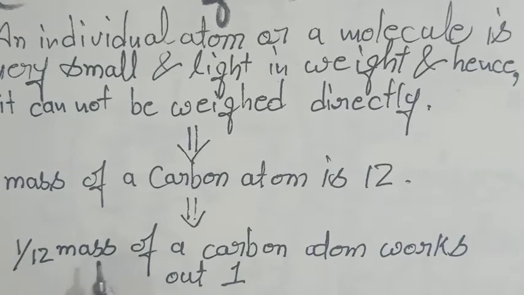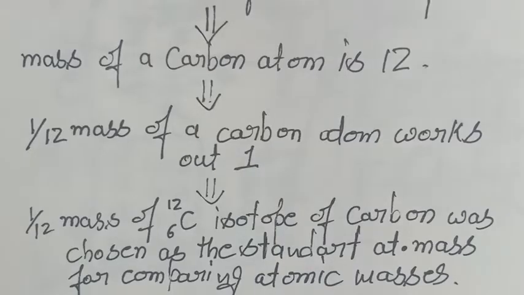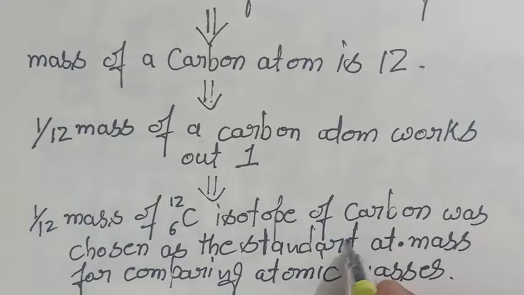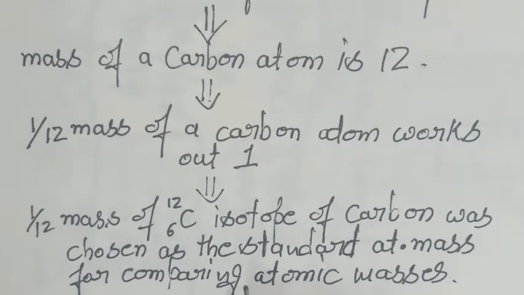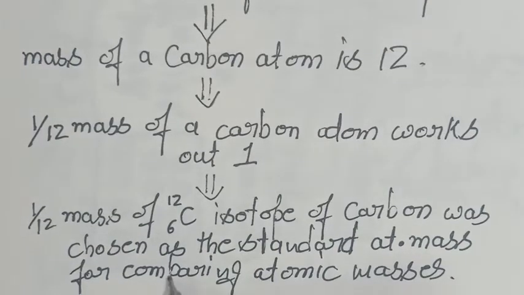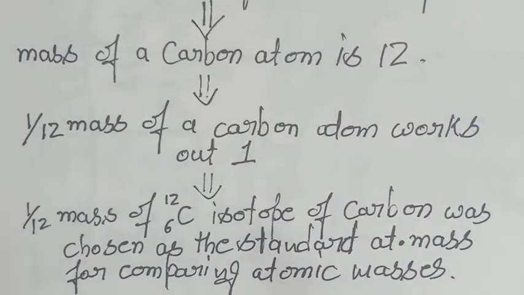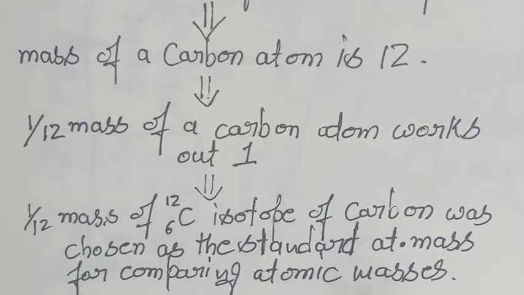Thus 1/12th of the mass of a carbon atom works out as 1. So student, 1/12th of the mass of this isotope of carbon was chosen as the standard atomic mass for comparing the atomic masses of other substances. In the next definition we will use 1/12th of carbon.